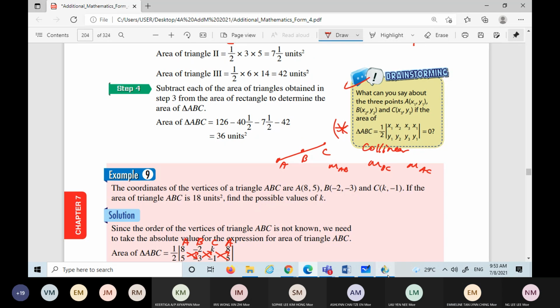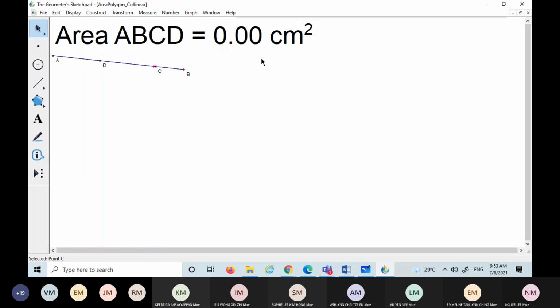Like just now, you see this one. When I move until the area is 0, you will see that the 4 points actually fall in a line already. You can't see a polygon because the area is 0, meaning actually no area. So you only see a straight line. Therefore we will say that points A, B, C, D are collinear, meaning they fall in a straight line.